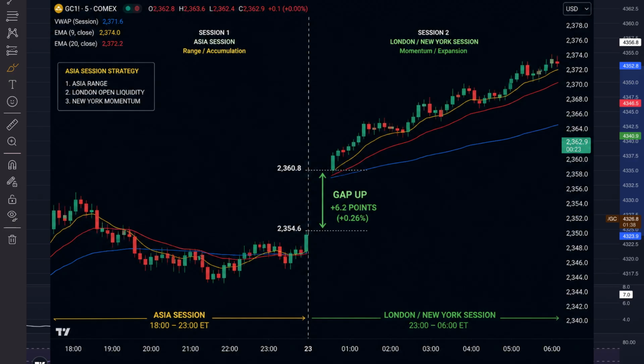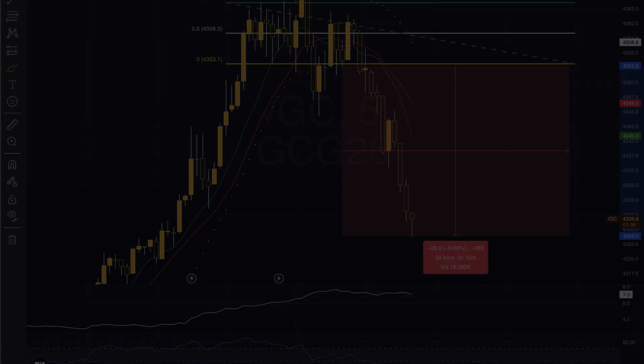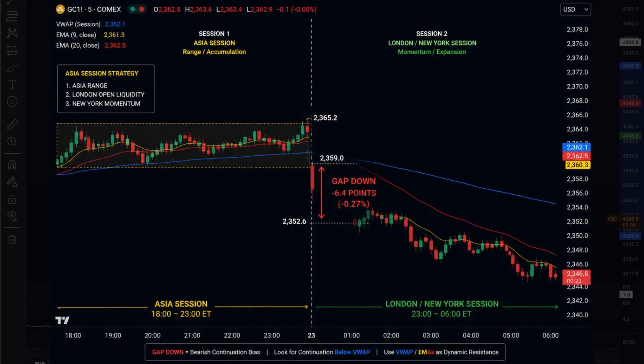It's like the price took an elevator up while you were sleeping. Gap down. This is when the market opens much lower than the previous close. It's a literal hole in the chart where no trading happened because the price tanked so fast.